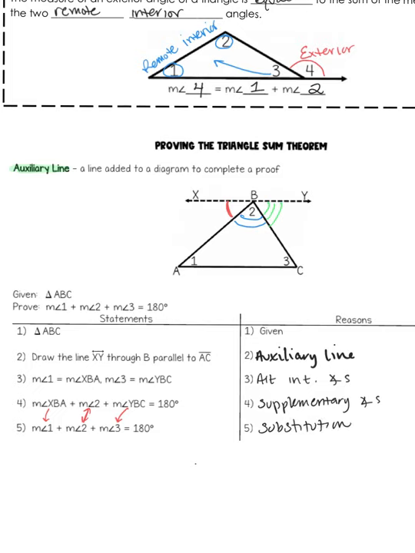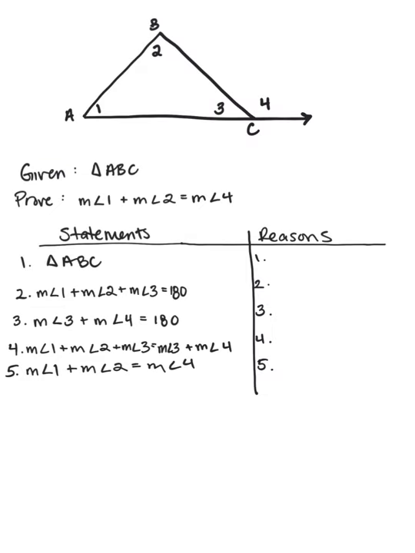So using things that we already knew, like alternate interior angles and supplementary angles, we were able to prove the triangle angle sum theorem, that all three of the interior angles add up to 180 degrees. So we are going to use this theorem to prove another. This time what we're given is triangle ABC, and we are trying to prove the exterior angle theorem.